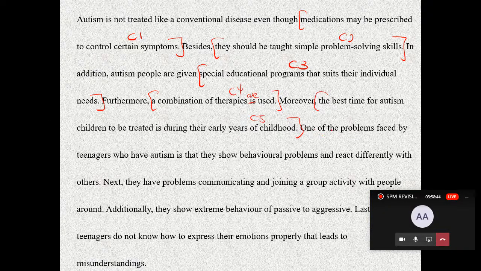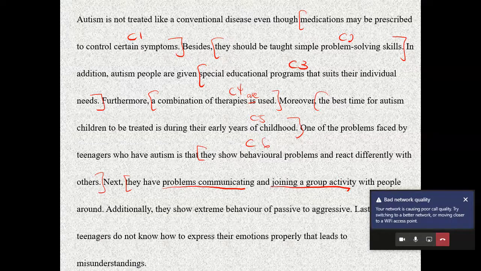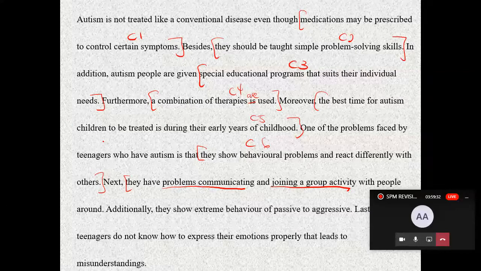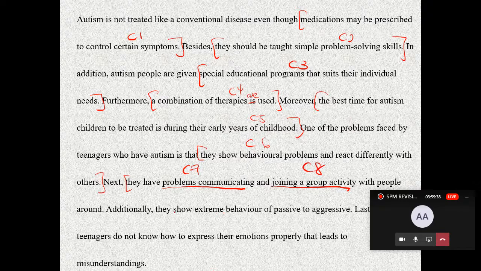Now I'm going into problems. One of the problems faced by teenagers with autism is that they show, so this is my next point, C6. Next, they have problems. Sometimes you will have 2 points. In this sentence, I actually have 2 points: problems communicating and joining a group activity. Both of these points relate to people, so I combined these two points, which you can. Remember, you need to keep within 130 words. You can't be writing more than that. So if you can make 2 points into one sentence, by all means go ahead. So I've got my C7 and my C8. Then they show extreme behavior, my C9. They do not know how to express their emotions, my C10. So for content here, I've got a 10.